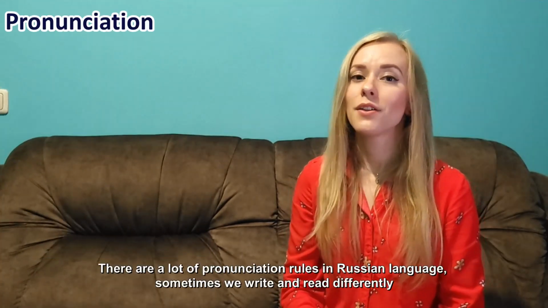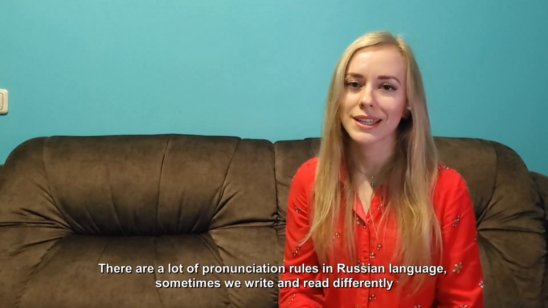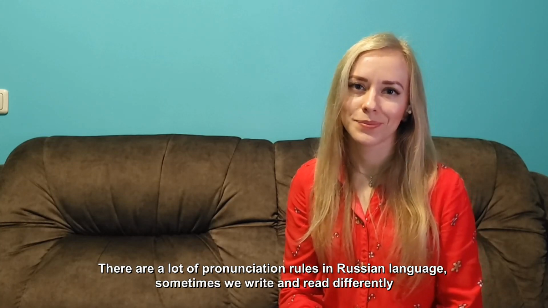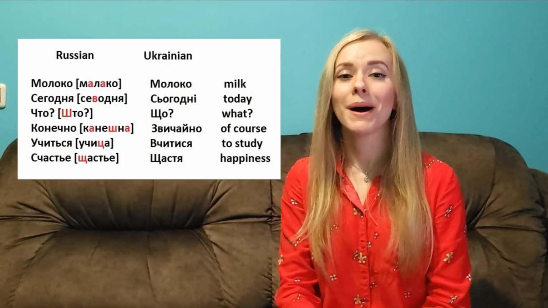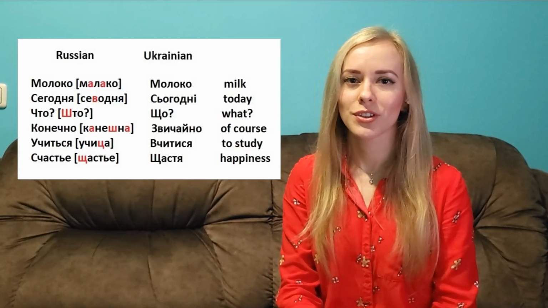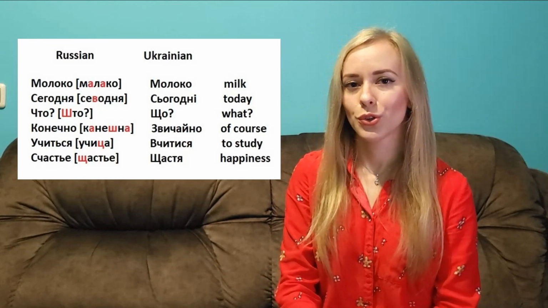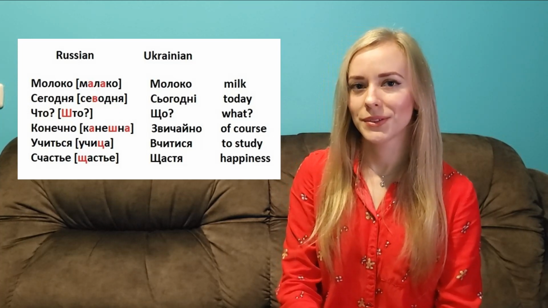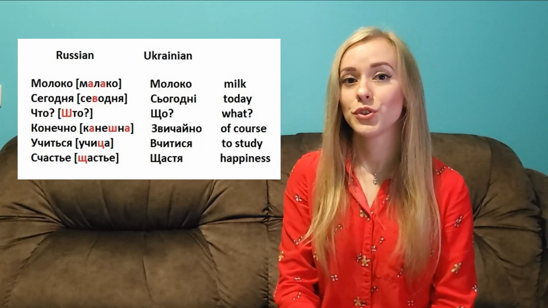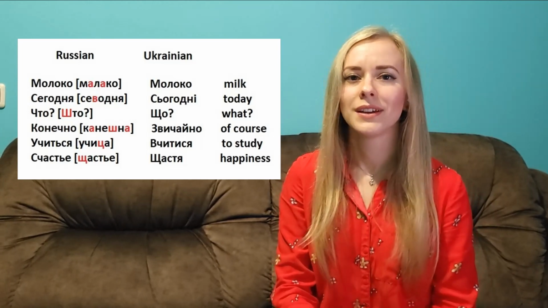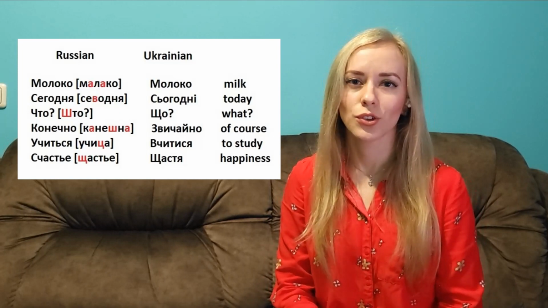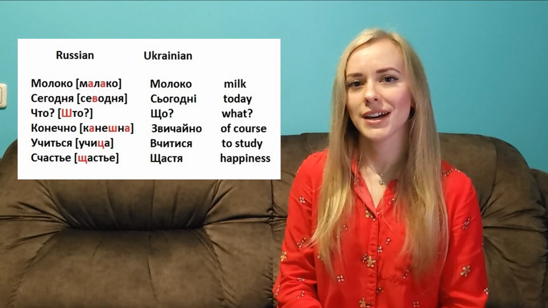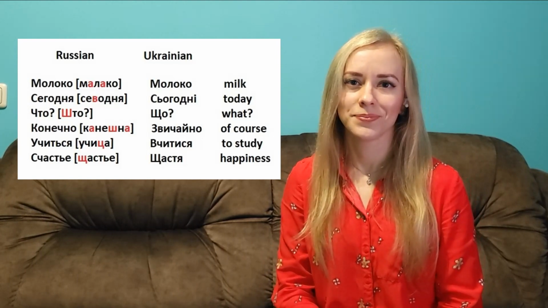Pronunciation. There are a lot of pronunciation rules in the Russian language. Sometimes we write and read differently. For example, молоко in Russian, молоко in Ukrainian. Сегодня, сьогодні. Що, що. Конечно, звичайно. Учиться, вчитися. Щастя, щастя.